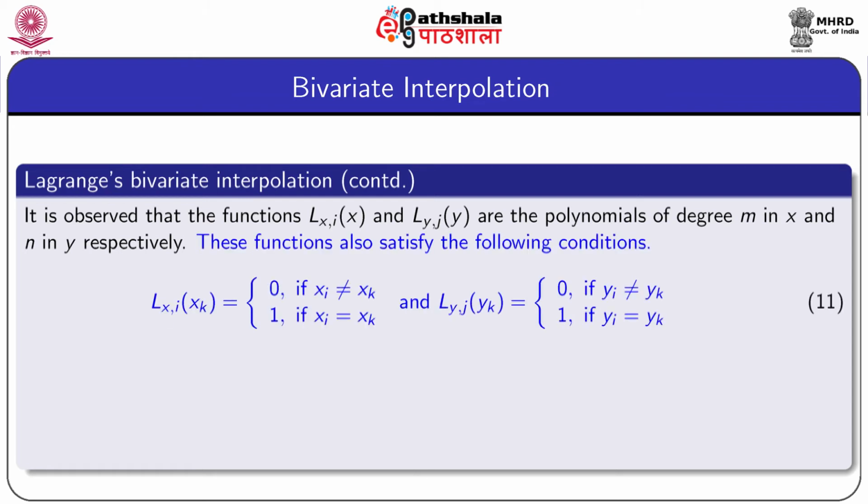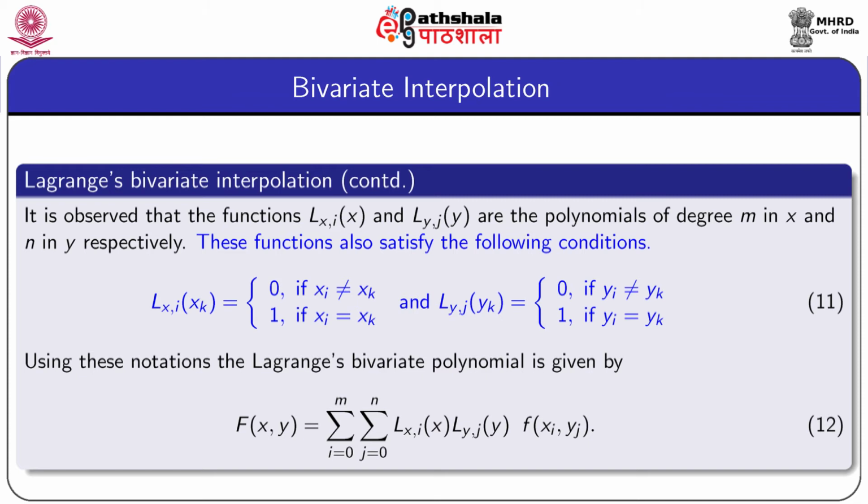These functions also satisfy the following conditions. These conditions are similar to the Lagrange interpolation polynomial in case of single variable: Lxi at xk equal to 0 if xi and xk are different, and it is 1 if xi and xk are equal. Similarly, Lyj of yk equal to 0 if yj and yk are different, and equal to 1 if yj and yk are same.